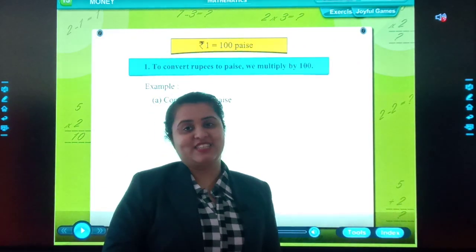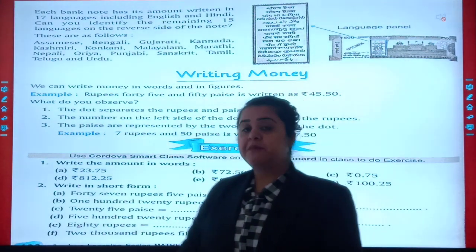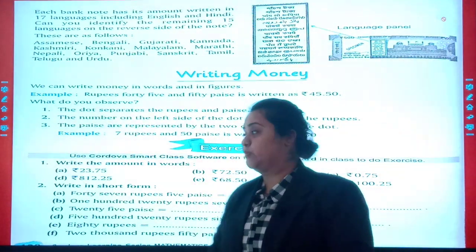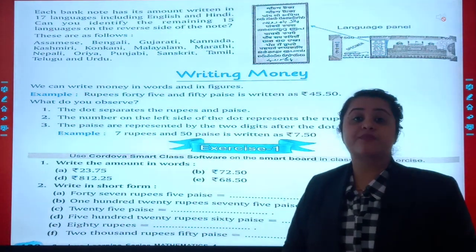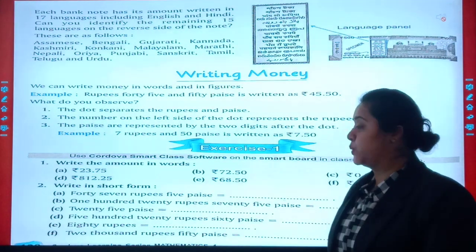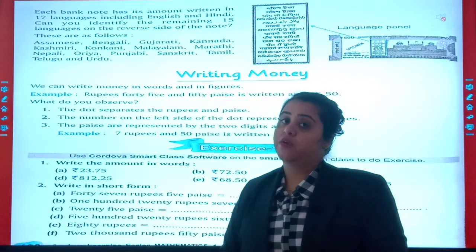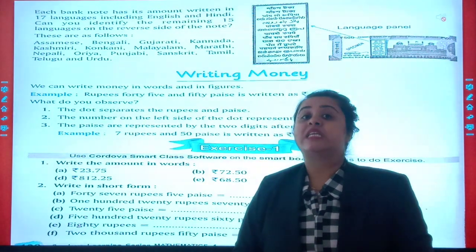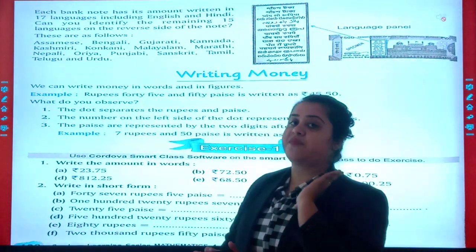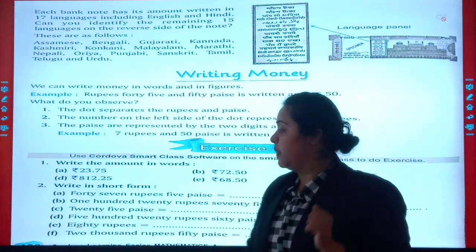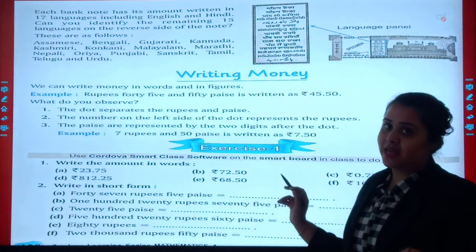Let's move to worksheet. So, your exercise 1 is here on page number 138 of your textbook. Let's read the first question. Write the amount in words. You are supposed to write the amount in words. Let's read it out. The first one is rupees 23.75. What will you write? 23 rupees and 75 paisa. We will write 75 but pronounce 75. The second, 72 rupees and 50 paisa.